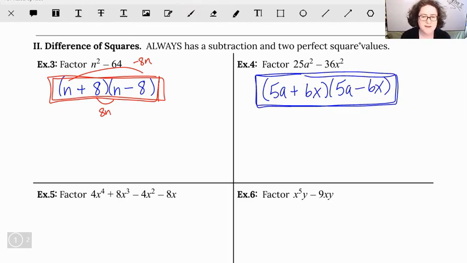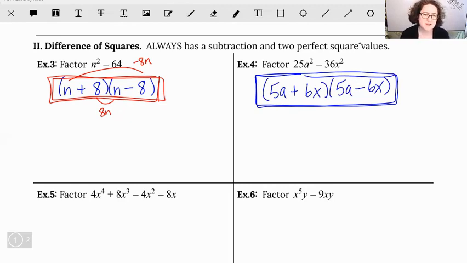And that is all there is to that pattern. So why do I have these extra expressions for examples 5 and 6? Well, sometimes when we go through and factor, we actually might find one of these patterns hidden in another factoring problem. So let's check out example 5, which has 4 terms to it.